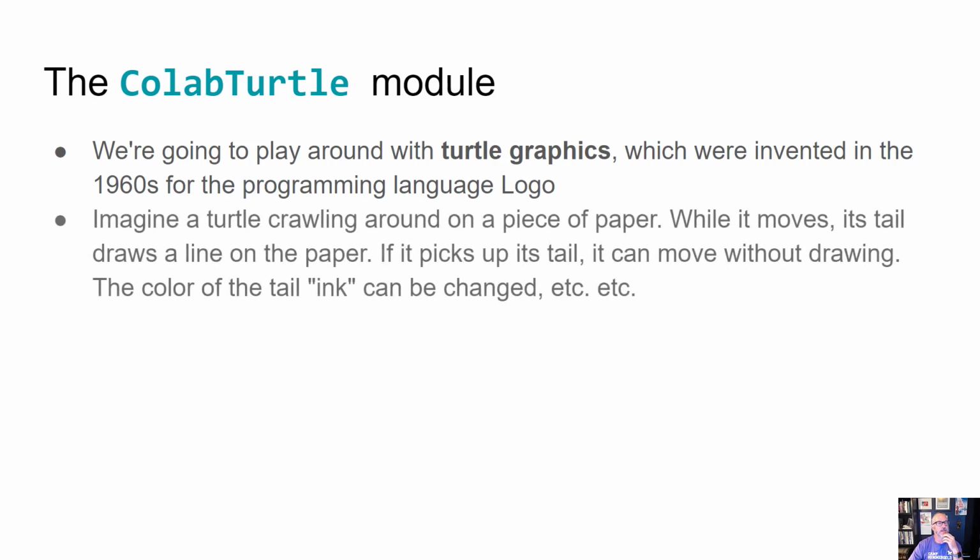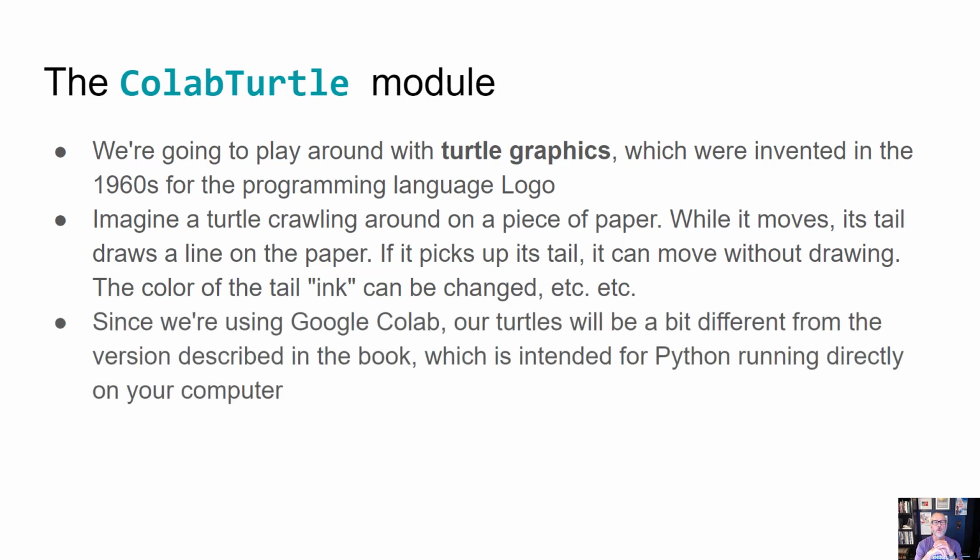And so the idea is that we have this imaginary turtle that's crawling around on a big canvas or piece of paper, and while the turtle moves, its tail draws a line on the paper. If the turtle picks up its tail, then it can move without drawing. We can change the color of ink that the turtle has in its tail, and so on and so forth.